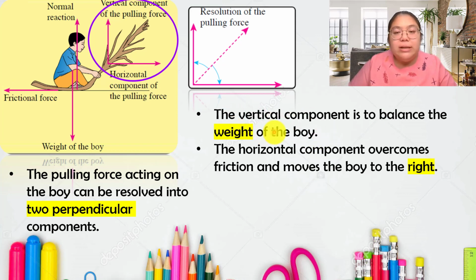Normally when the question asks you to resolve for the vertical component, what's the function? Your answer should be: to balance the weight of the boy. How about the horizontal component? The horizontal component is to overcome the friction, so finally the boy can be moved to the right hand side. Normally the horizontal component is to make the object move, and the vertical component is just to balance the weight. So this is the function of the two components after resolution.